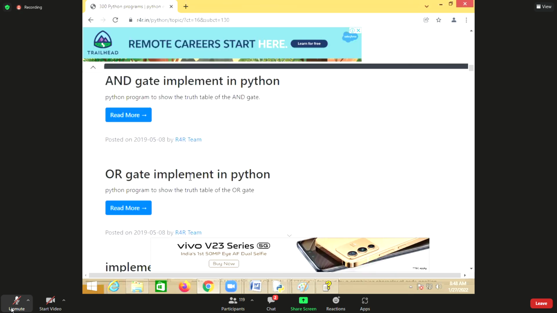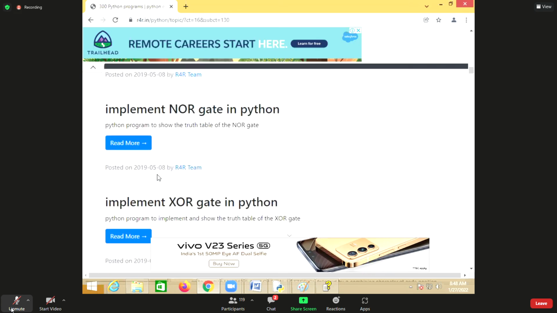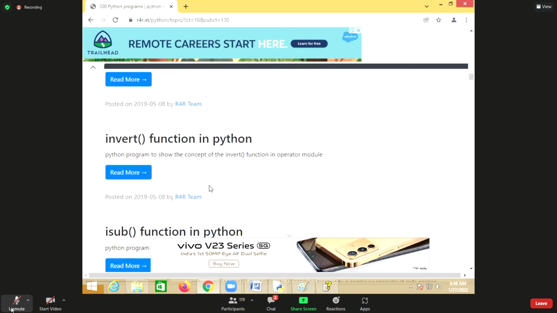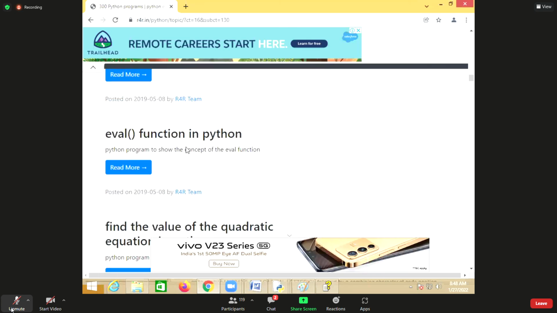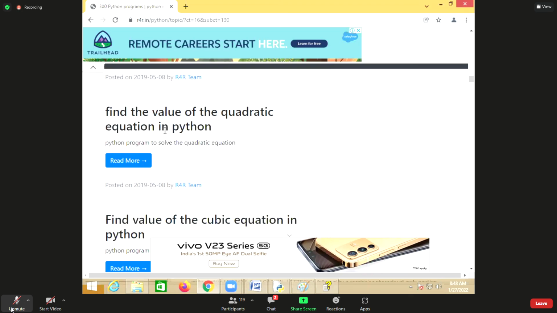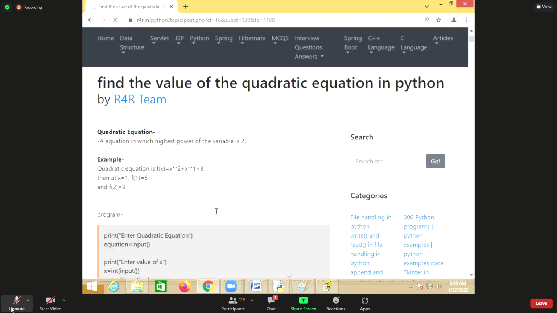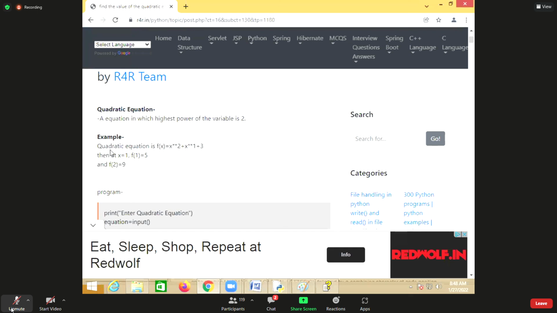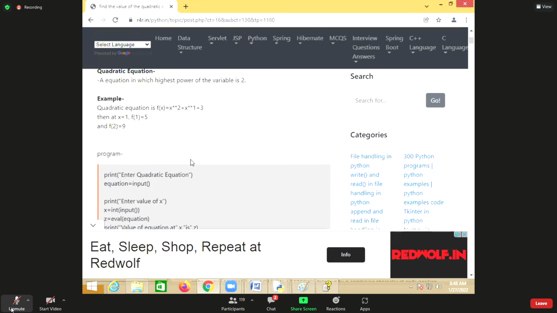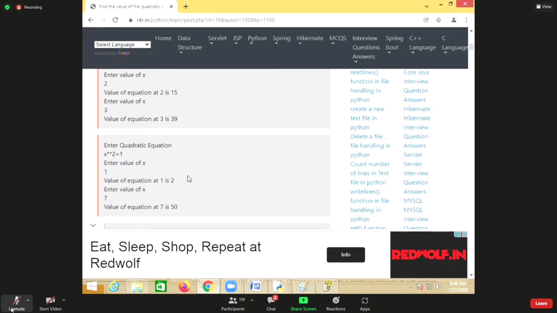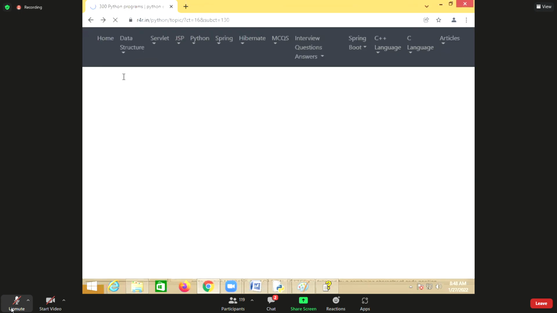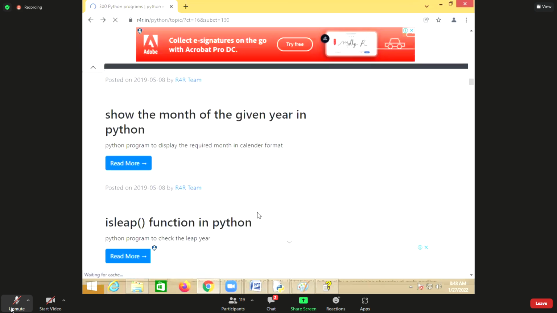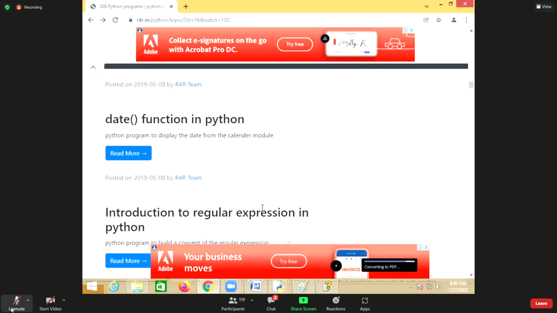Now you can see AND gate implementation, OR gate implementation, XOR gate, NOR gate. Yes, left shift, right shift. Now the eval function. Find the quadratic equation in Python. Quadratic equation, f of x. Now this is finding the quadratic equation. Just see all these programs, but anyway, we'll see some more examples. Not today, but tomorrow we'll see some more examples related to these operators, right?